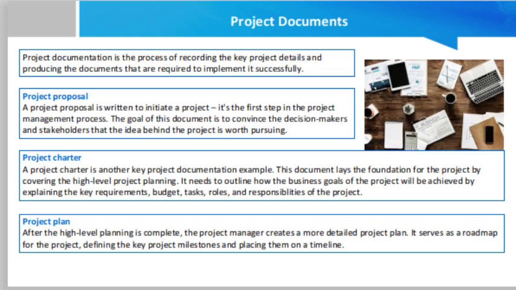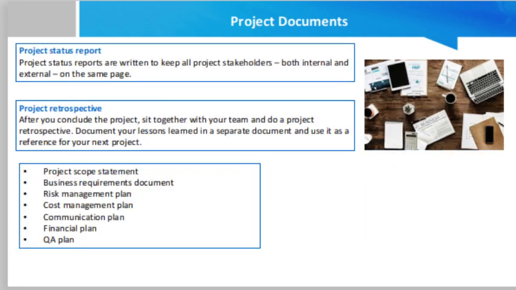Project Plan. After the high level planning is complete, the project manager creates a more detailed project plan. It serves as a roadmap for the project, defining the key project milestones and placing them on a timeline. This document evolves together with the project, capturing all changes and decisions and facilitating communication among project stakeholders. Now, the other document is the project status report.